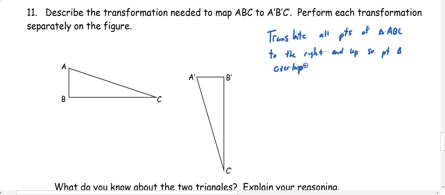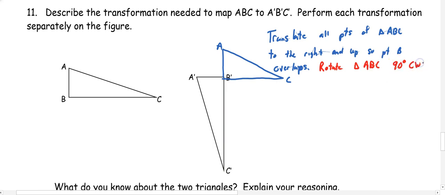So point B overlaps. So when I do that, I have my triangle here now with B, A, and C. Next, I'm going to rotate triangle ABC so that the tip of C is at the bottom. So I'm going to rotate 90 degrees clockwise, about point B, because I don't want point B to move. So when I do that, B stays put. Now I have A and C.